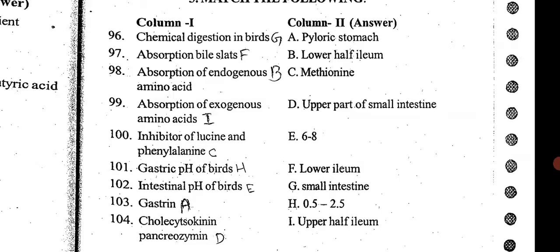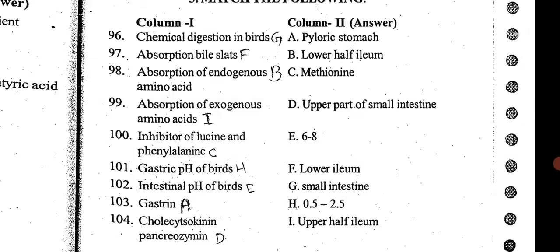Cholecystokinin and pancreozymin are secreted from the upper part of the small intestine. Remember that the ileum is also part of the small intestine, as the small intestine has three parts: duodenum, jejunum and ileum. The large intestine also has three parts: cecum, colon and rectum. The large intestine is well developed in equines for fermentation, whereas cholecystokinin and pancreozymin are secreted from the upper part of the small intestine. It may be the duodenum or jejunum.